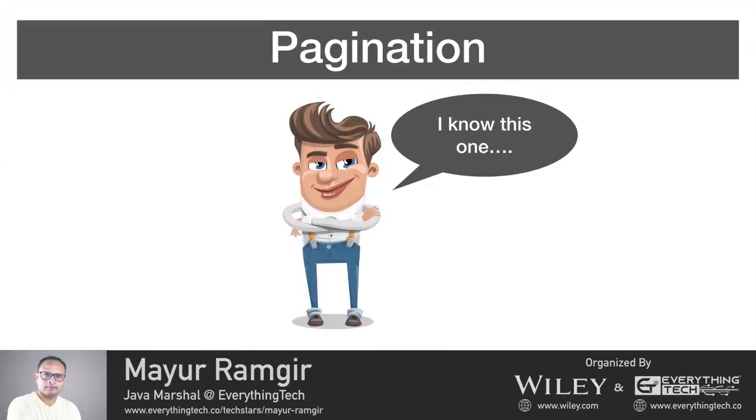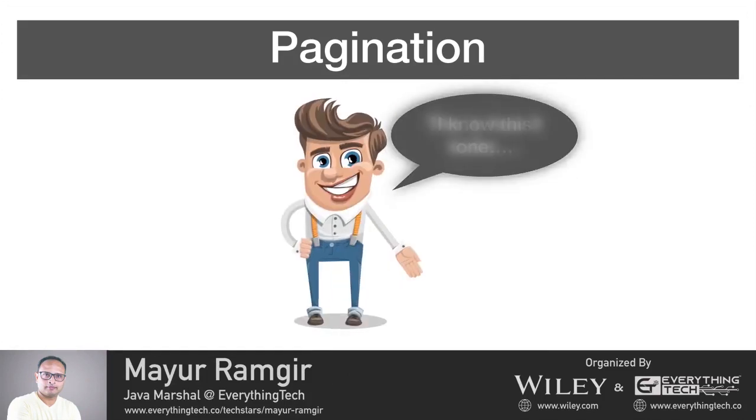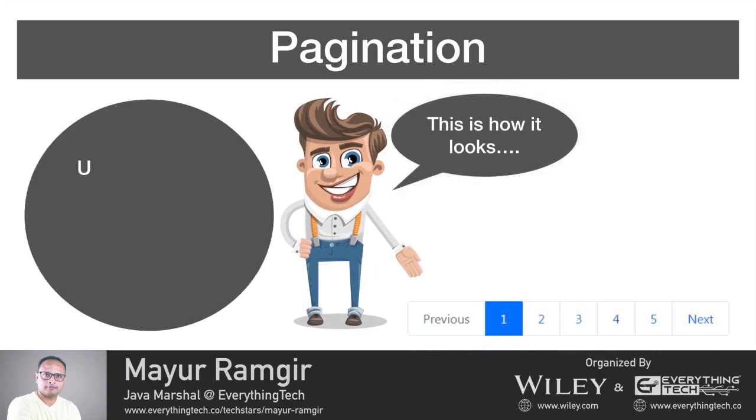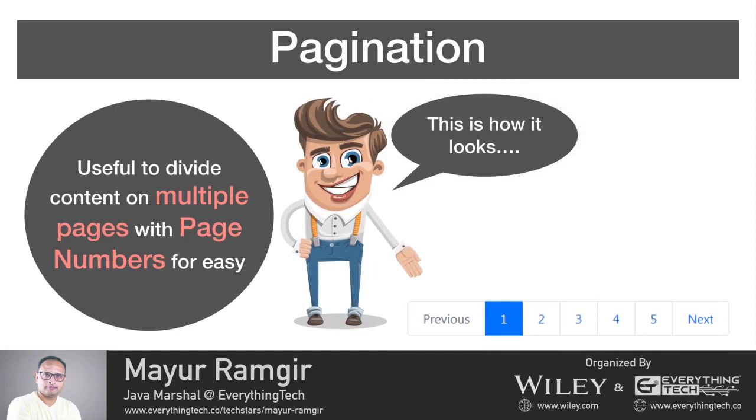Pagination. It is useful to divide content on multiple pages and provide page numbers to easily access these pages. This is how the pagination looks, which contains a previous button to easily navigate to the previous page of the current page and a next button to go to the next page of the current page.